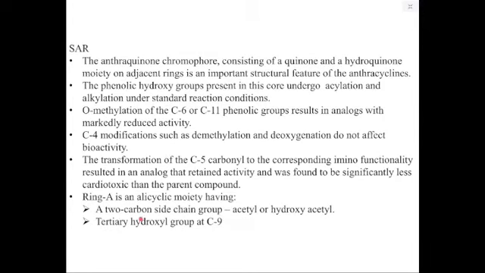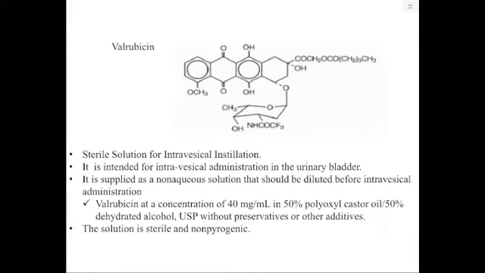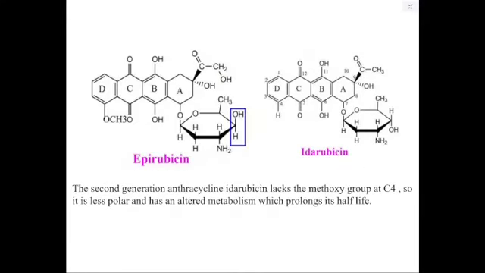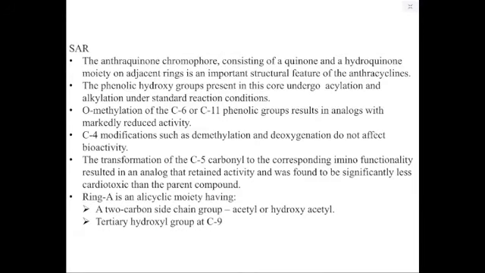Ring A is an alicyclic moiety having a 2-carbon side chain group and a tertiary hydroxyl group at carbon 9. If you look at ring A, it has this group here and that group there. It has a tertiary hydroxyl group there, and it also has this group here. This group can be an acetyl group or a hydroxyacetyl group, with retention of activity.